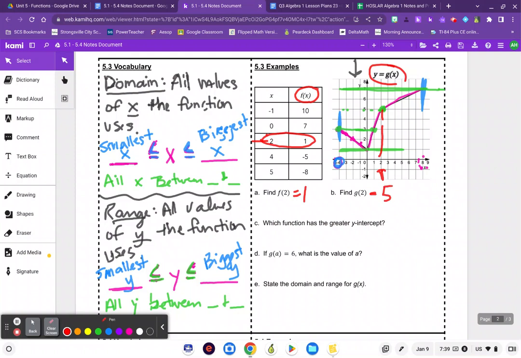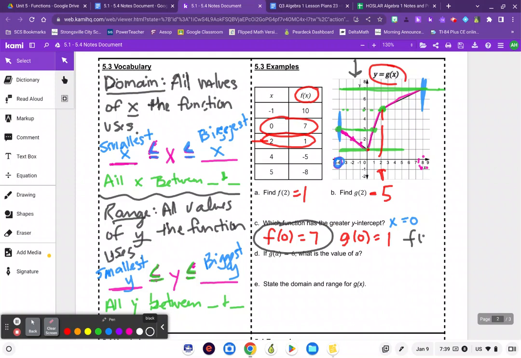Which function has a greater y-intercept? So I'm just going to make a note to myself. A y-intercept occurs when x is 0. And so what I'm going to do is figure out what f of 0 is. And again, I'm looking at my table. F of 0 is 7. And I've got to figure out what my y-intercept is for my graph. My y-intercept is where I cross the y-axis when x is 0. My output is 1. So which function has the greater y-intercept? My answer is f. F has a greater y-intercept.